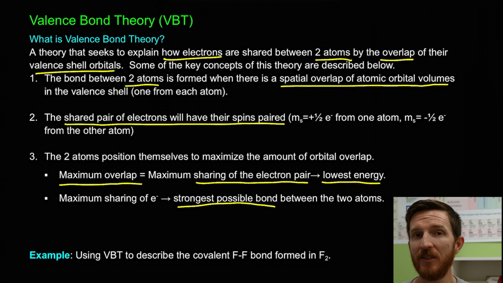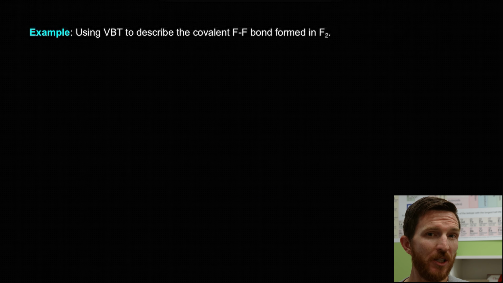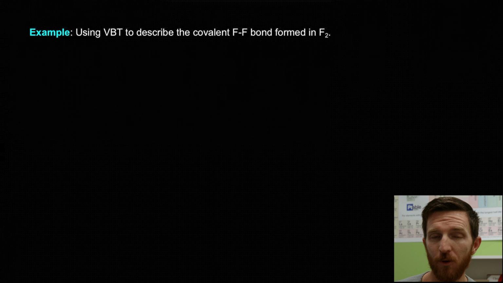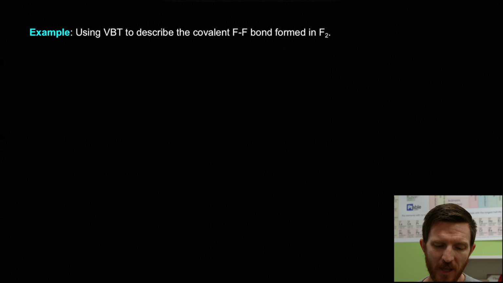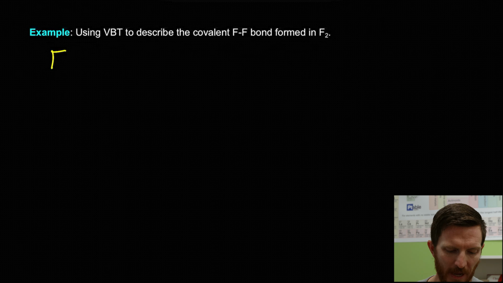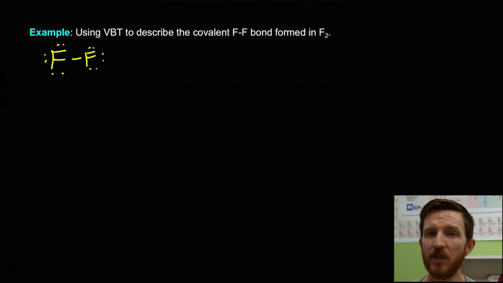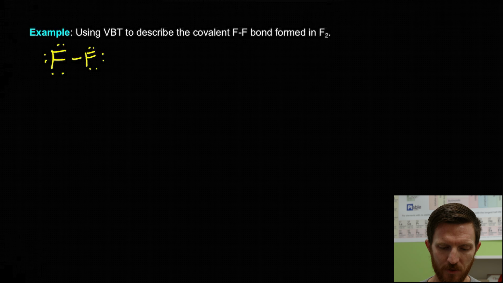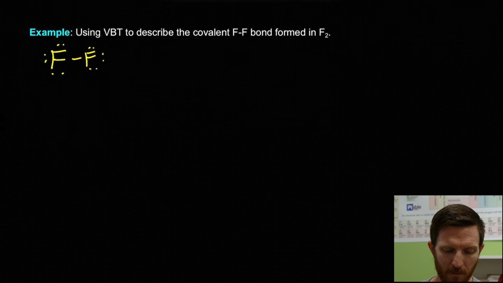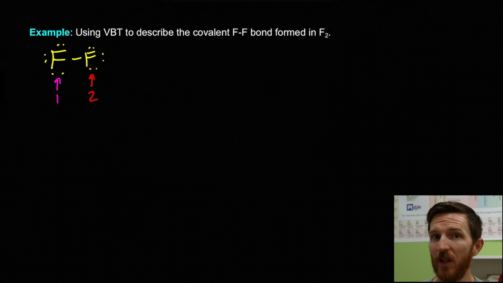So we want to look at an example of this with the fluorine-fluorine bond that forms in F2. Let's use valence bond theory to describe and explain how the bond forms between fluorine and fluorine in F2. For us to do that, we want to look at what each of these fluorine atoms looks like in F2. Our Lewis structure informs us that we form one bond between these two atoms, and that lets us diagram what those two sets of electrons look like.